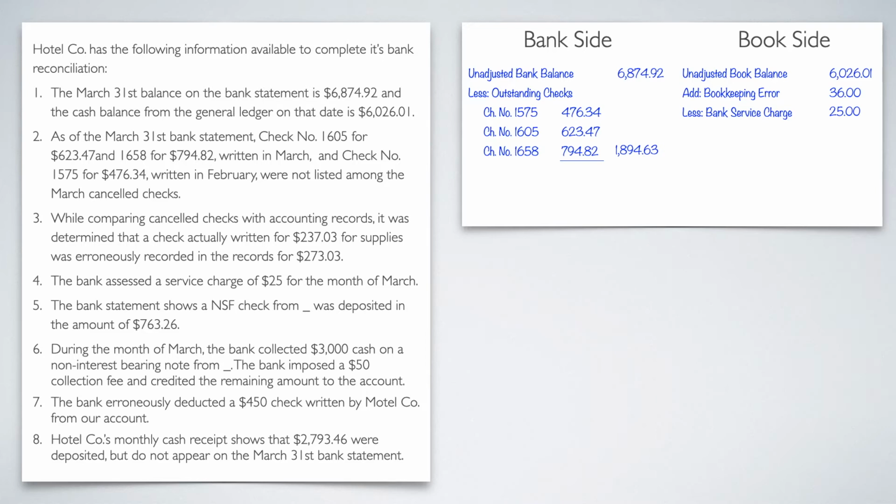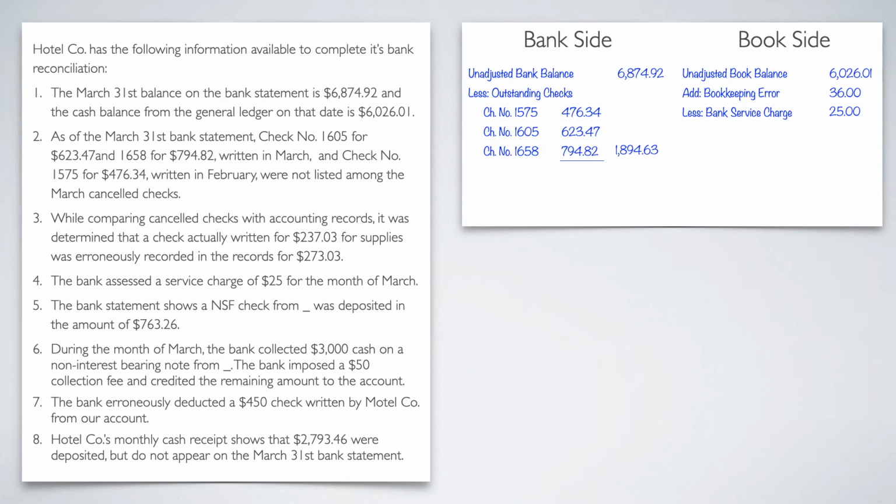All right. Bank statement shows the NSF check from someone, let's make up a name, that was deposited in the amount of $763.26. So whoever this person is, they wrote us a check. And when they gave us this check, we wrote it in our books as our cash went up and our revenues went up, or whatever it may be, because that's what we assumed it was. We thought the check was good. But then when we took the check to the bank, they said, you know what, that check's not worth the paper it's written on. So we need to correct it.